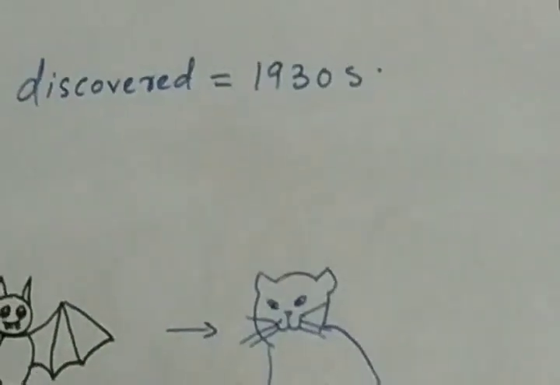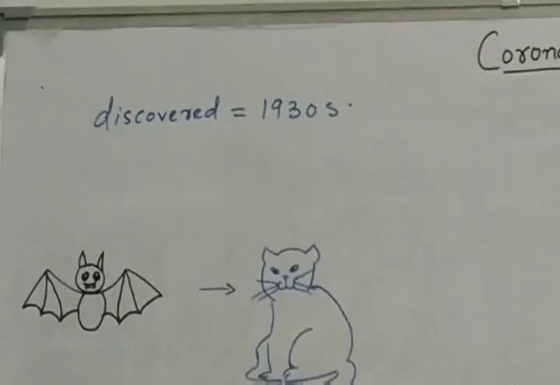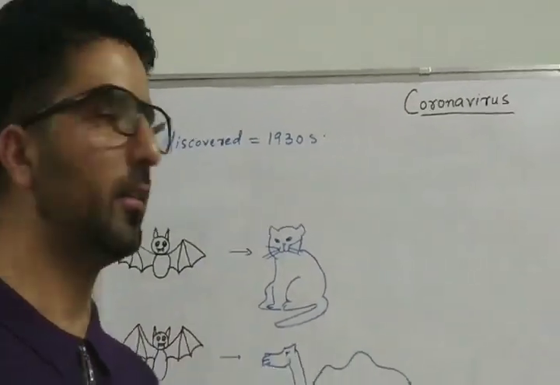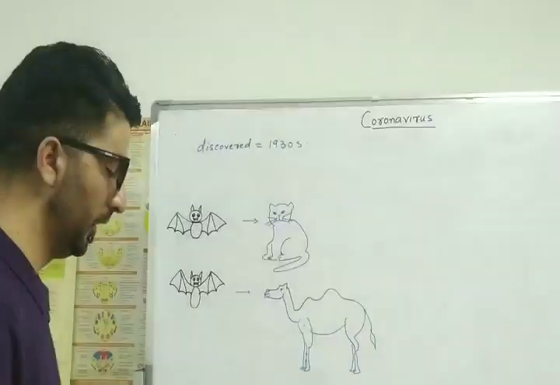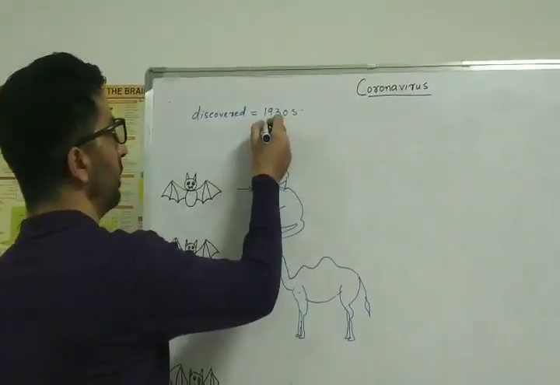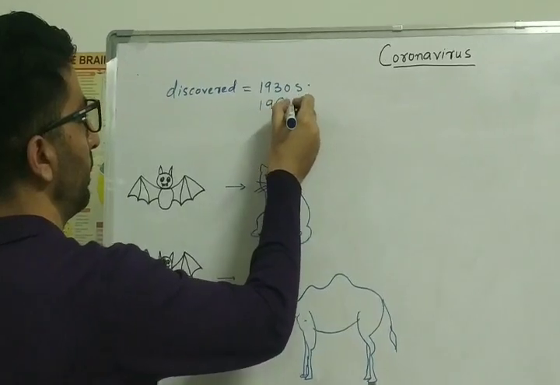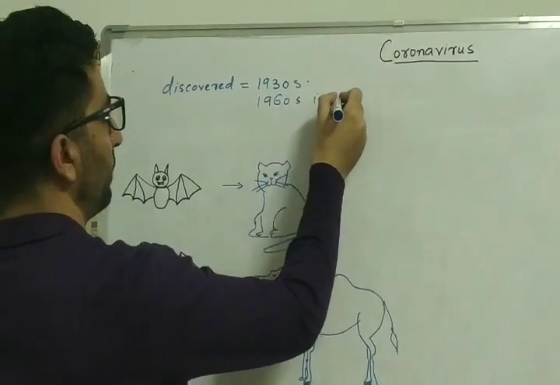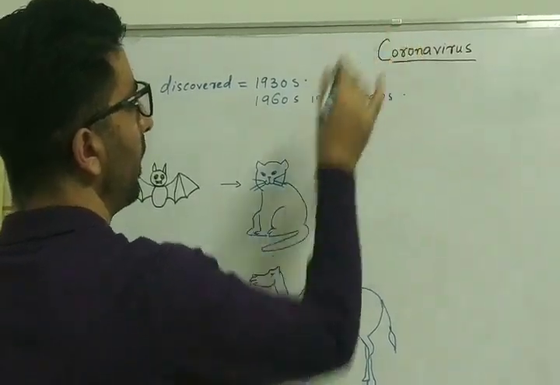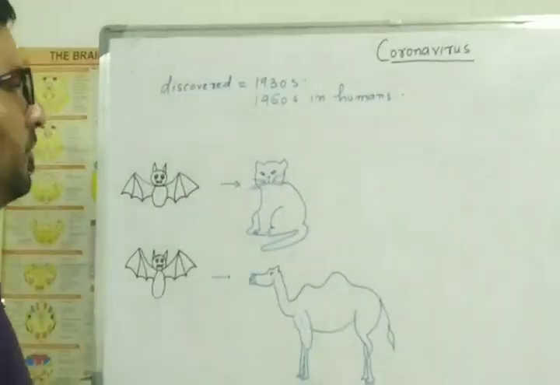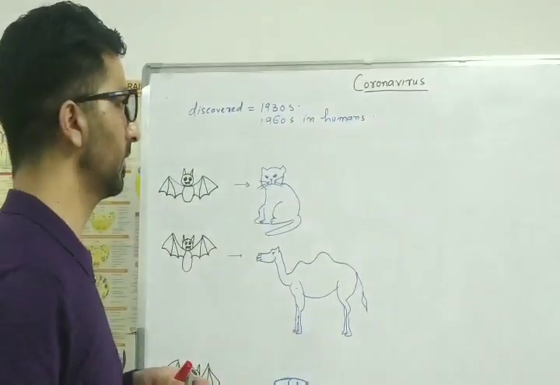It was found in mammals and in birds, but later on it was found in humans also. Not in the 1930s; it was found in humans during the 1960s. So again, coronavirus is a group of related diseases that spread in mammals and birds.